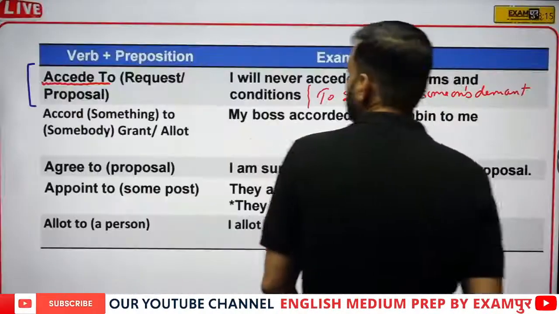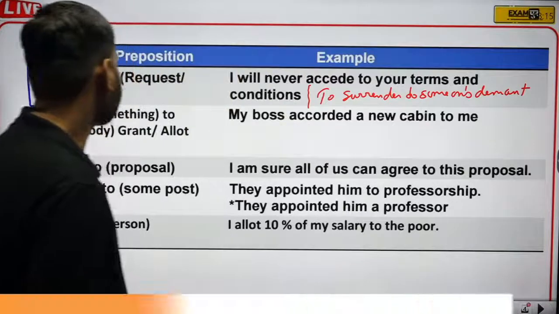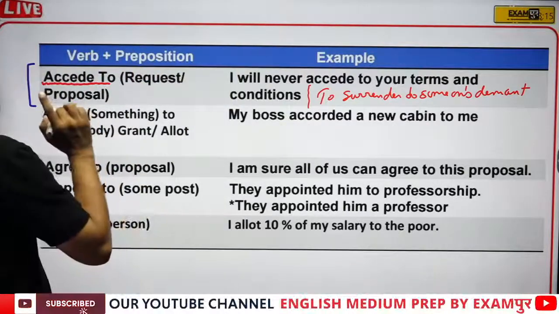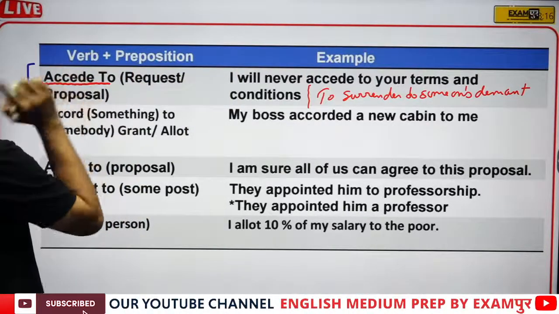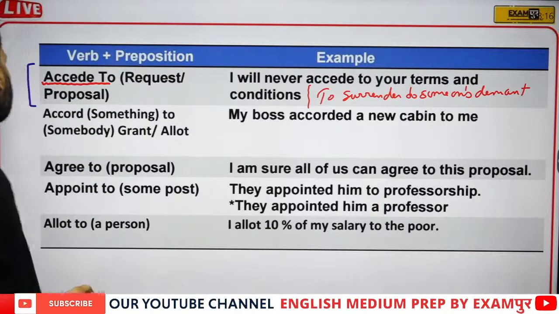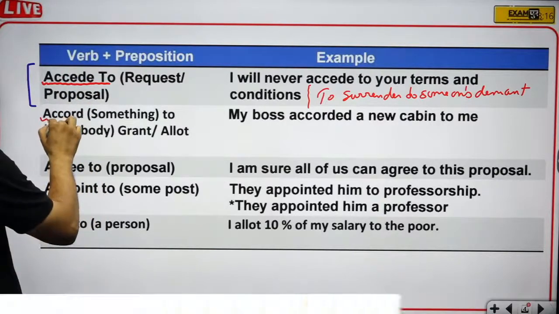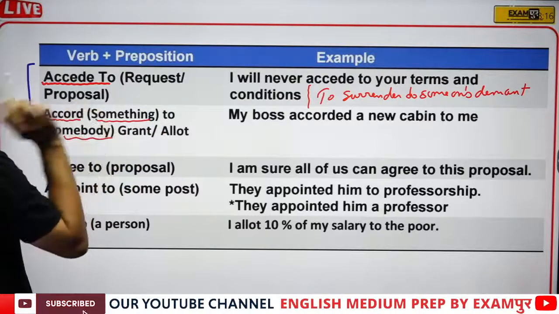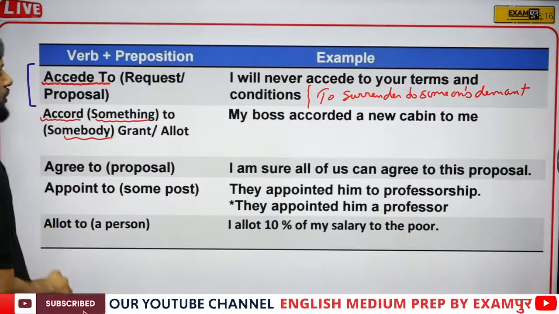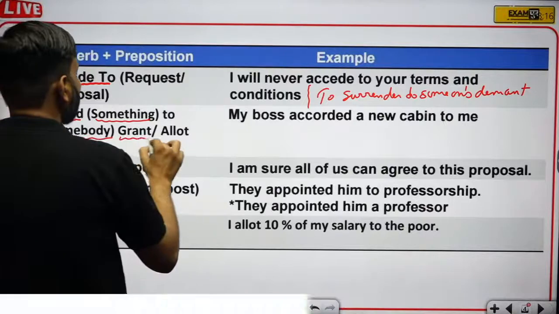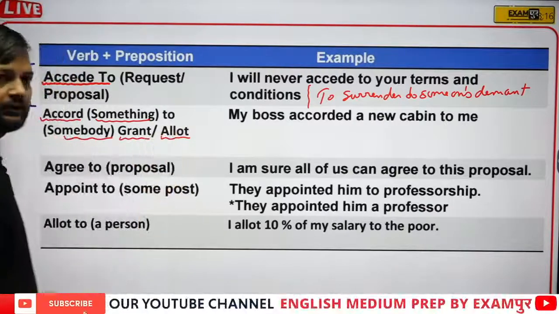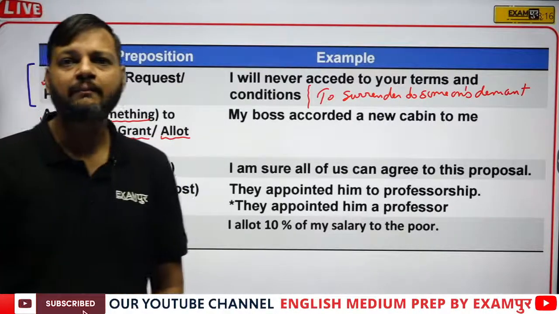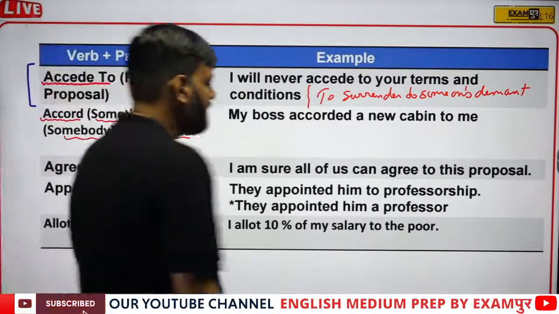Right. Now, so this was exceed. Just learn this word: exceed is followed by to. Now the next word is accord. Accord something to somebody. Now what is the meaning of accord? The meaning of accord is grant or allot. Grant or allot is the meaning, right? Let me explain.